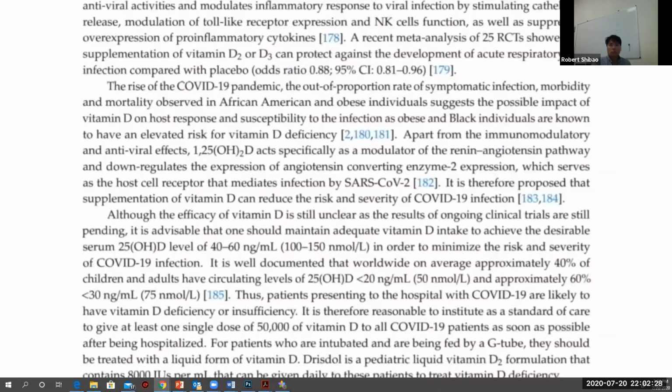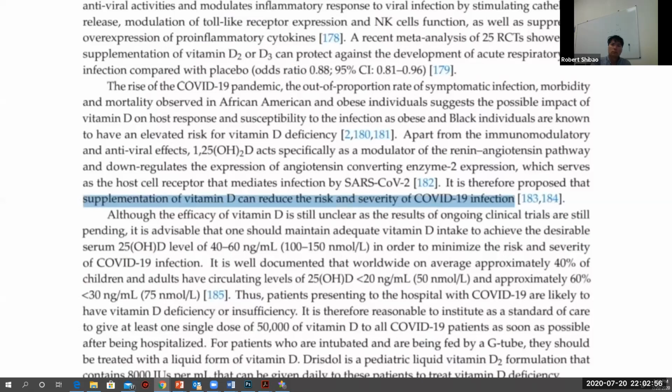They also mentioned in this paper that symptomatic infection, morbidity, and mortality observed in African Americans and obese individuals suggest the possible impact of vitamin D on the host response and susceptibility to infection, as obese and Black individuals are known to have an elevated risk for vitamin D deficiency. And they mentioned that it has been proposed that supplementation of vitamin D can reduce the risk and severity of COVID-19 infection. There's a number of references to that.